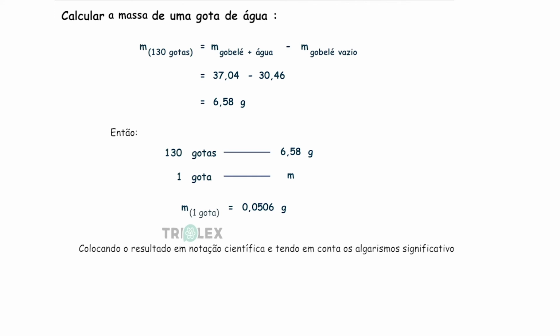Presenting the result with the correct number of significant digits, we have that the mass of a drop is 5.06 times 10 to the power of minus 2 grams.